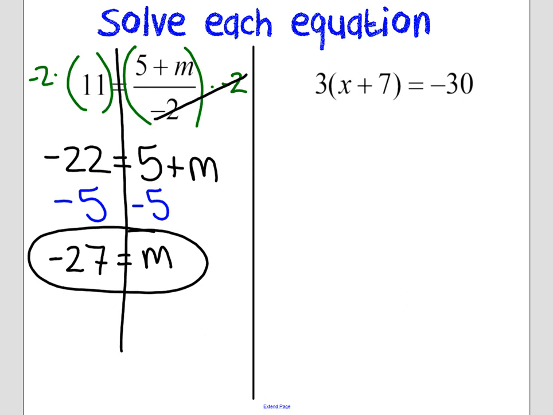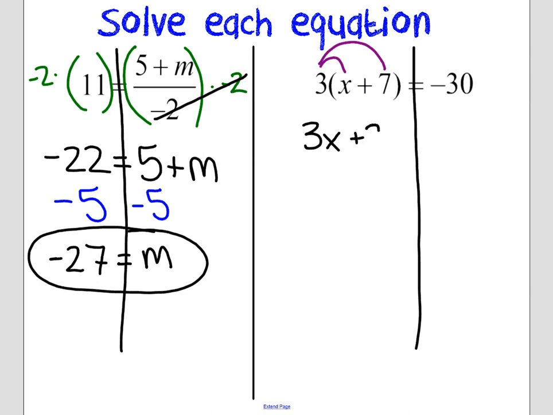Next up, I'm going to draw another line right down my equal sign here. At this point, I know that I have to distribute that 3. So I say 3 times x, and 3 times 7 is 21. That still equals -30.